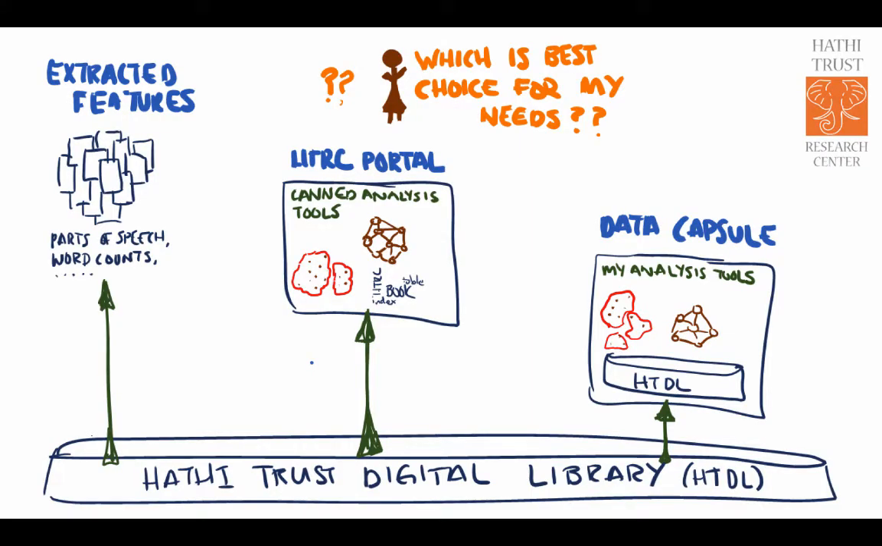As you'll see from this slide, these are three of the areas that the HathiTrust Research Center works in now with the HathiTrust content. We have our extracted feature sets, which have been a big hit with lots of DH types of users, because they can take those feature sets with them and do their own analysis with them. We have our HTRC portal, which has some built-in analysis tools that you can use against the collection of the HathiTrust Digital Library. And then we have our data capsule here to your far right.